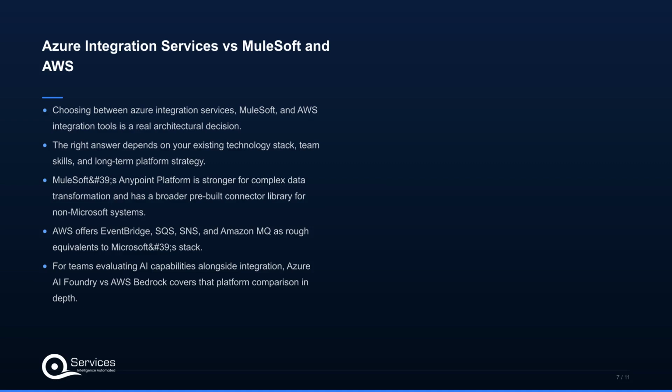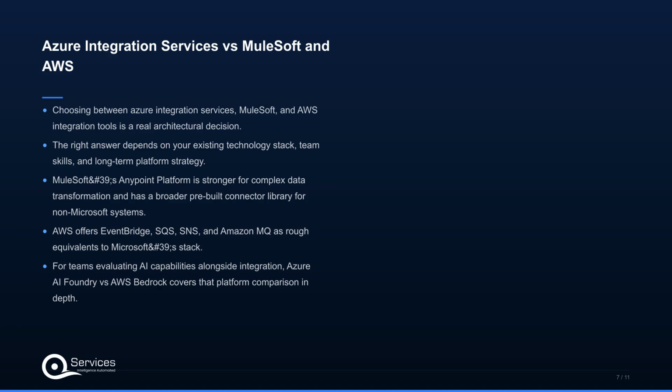Choosing between Azure Integration Services, MuleSoft, and AWS integration tools is a real architectural decision. The right answer depends on your existing technology stack, team skills, and long-term platform strategy. MuleSoft's Anypoint platform is stronger for complex data transformation and has a broader pre-built connector library for non-Microsoft systems. But for organizations already running Dynamics 365, Power Platform, and Azure AD, Azure Integration Services architecture fits naturally without additional licensing overhead.